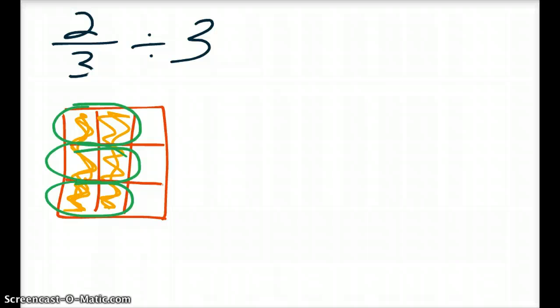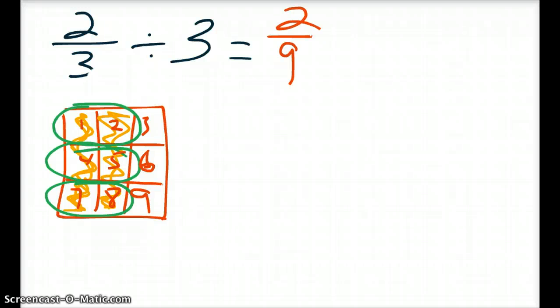If you look and count them all, it's not 2 out of 3 anymore, because I took the 2/3 and I had to split that by 3 for 3 people to share. So if I count them, I've got 1, 2, 3, 4, 5, 6, 7, 8, and 9. So it's going to be out of 9. And each of them is going to get 2/9. So 2/3 divided by 3 would be 2/9.